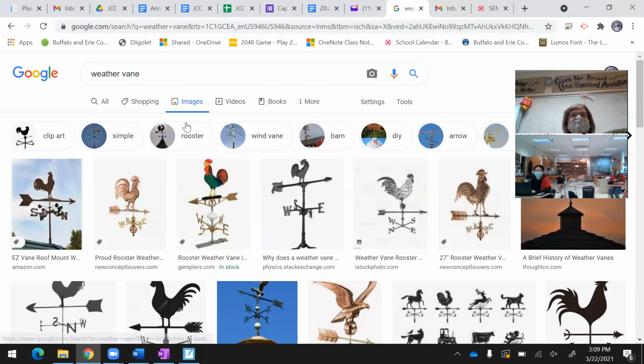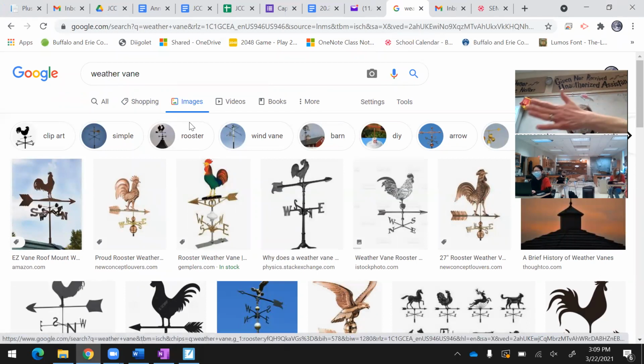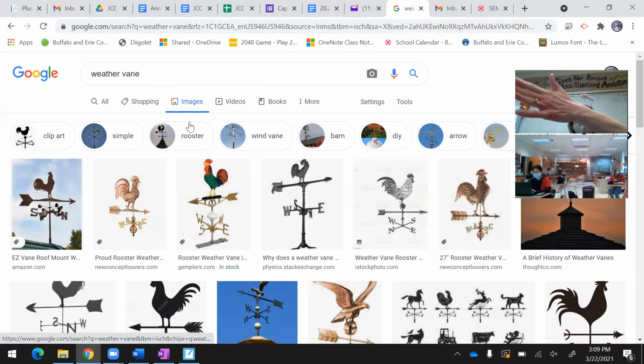Yeah, a weather vane tells you which way the wind is blowing, right? And so what happens is if the wind is coming from this direction, it blows along the vane and it makes it point that way. Okay, so basically a weather vane is designed to be air resistant. It's designed to get pushed with the way the air is flowing.